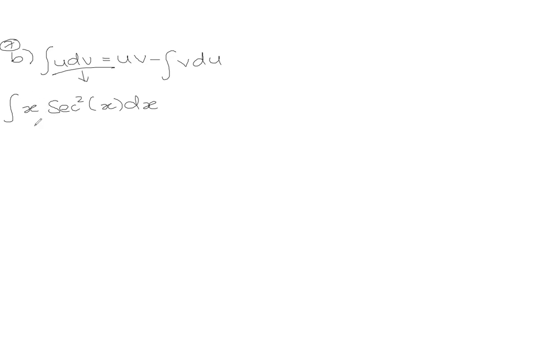So we want to choose our u and our dv terms. So remember, your u should be something that you can differentiate easily, and your dv term should be something that you can integrate easily. So in this case, our obvious choice for u would be x, right? Because you can differentiate that quite easily. And then our choice for dv would be this here. All right, so based on our choices of u and dv, we want to find the remaining terms, the v and du terms.